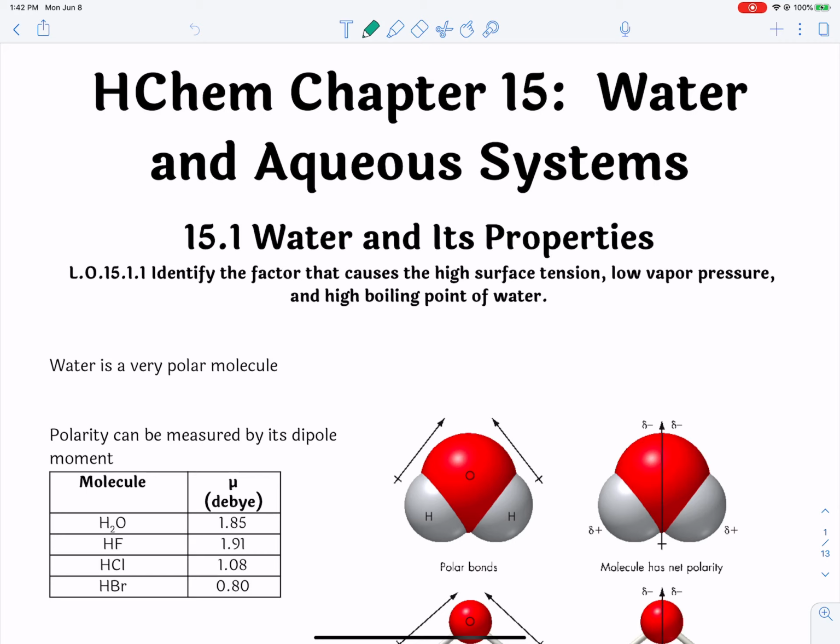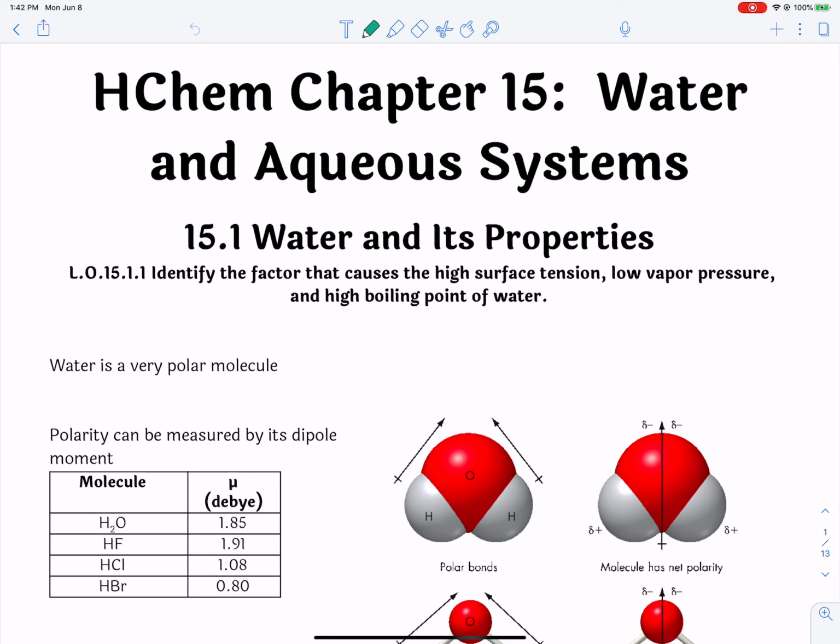We're sort of picking up right where everyone left off. So most likely you left off the year right around chapter 14, all the gas laws. So we're picking up unit 8 on solutions and starting with chapter 15, water and aqueous systems.